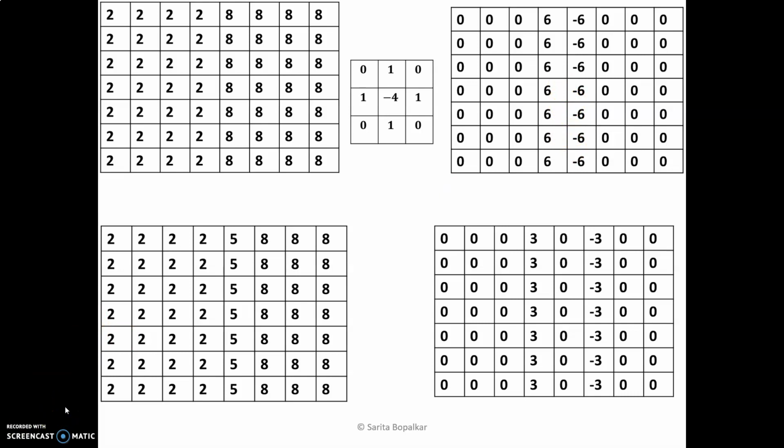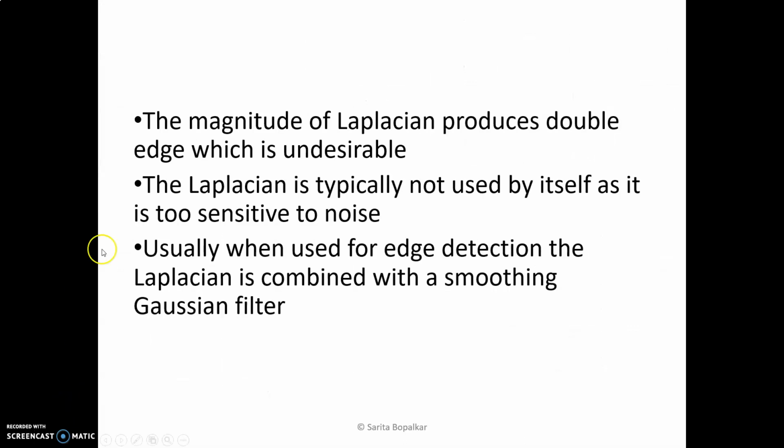These Laplacian operators are not generally preferred in machine vision applications. The first reason is that the magnitude of the Laplacian produces double edges, which is an undesirable result. Another and most important reason is that the Laplacian is typically not used by itself, as it is very sensitive to noise. We know that edges are high frequency components. That's why whatever masks we developed for edge detection are high pass filtering masks, and this Laplacian is one of the high pass filtering masks, and noise is also a high frequency component in the image.